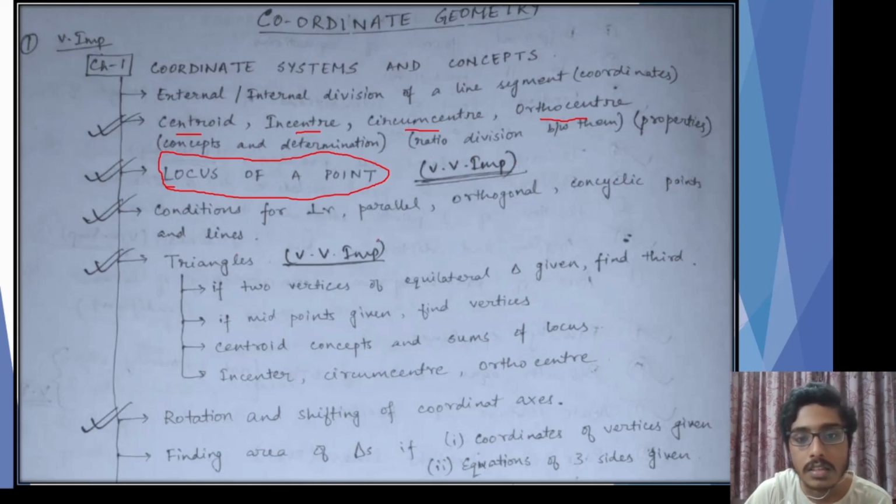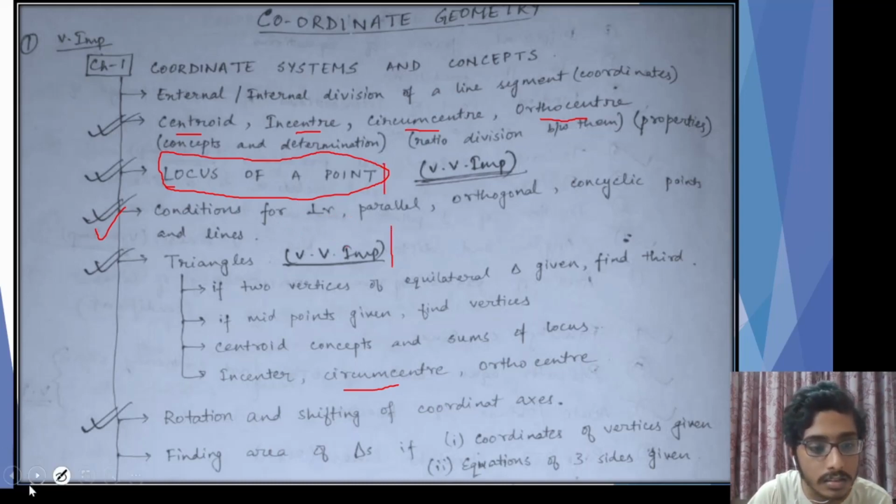Okay, next is the condition for parallel, orthogonal, and concyclic points and lines. This is also important for West Bengal joint entrance examination. And next is, as I've said, in case of determinant, you find the area of a triangle. Now here also, they ask in different ways. They can give you equations and ask you to find the incenter, circumcenter. They can give you coordinates. Okay. Rotation and shifting is generally not asked in West Bengal joint entrance examination. Most important here is locus and this triangle part.